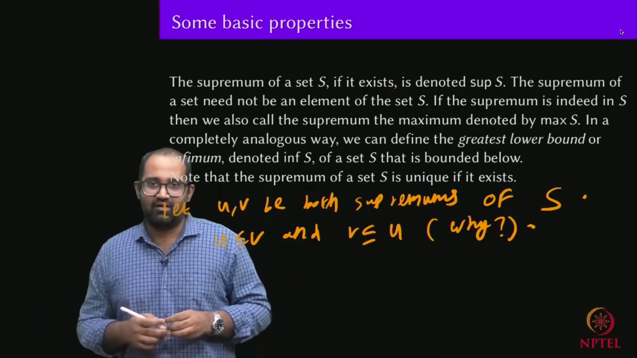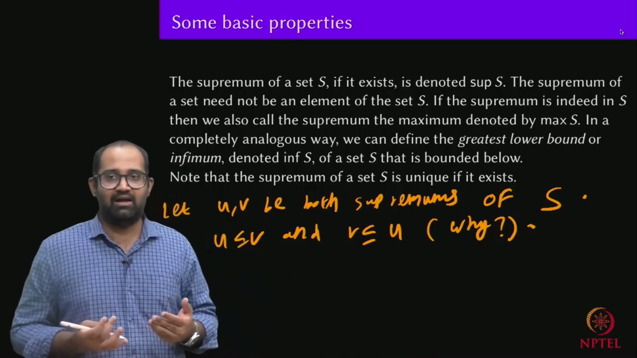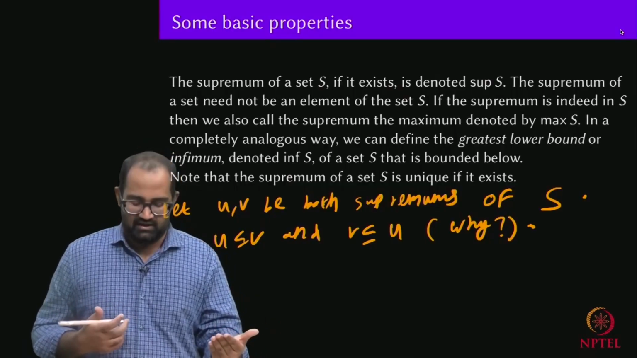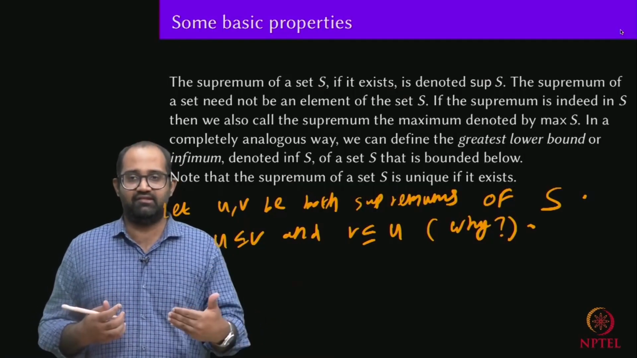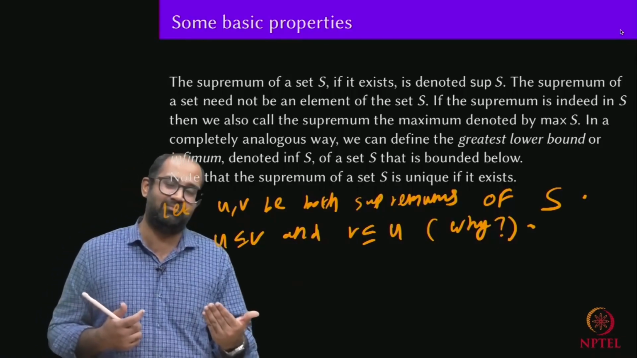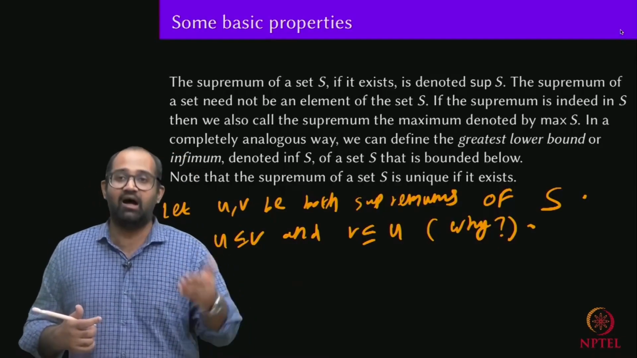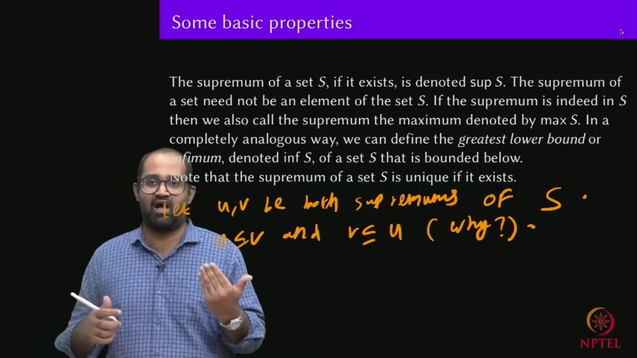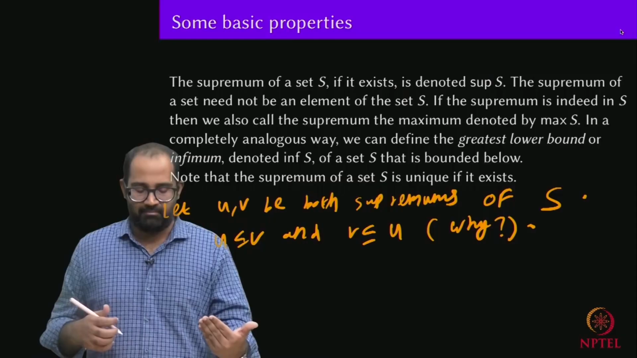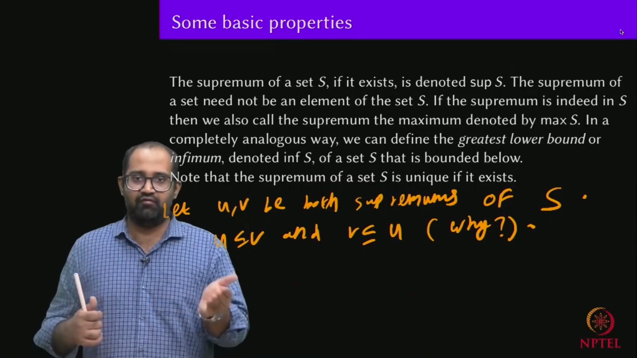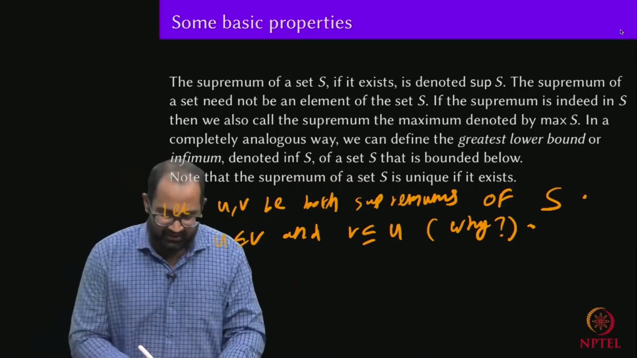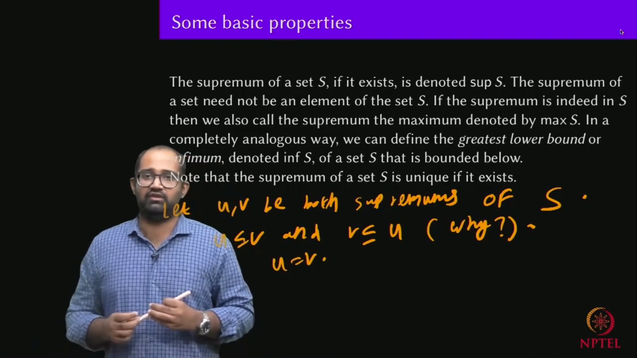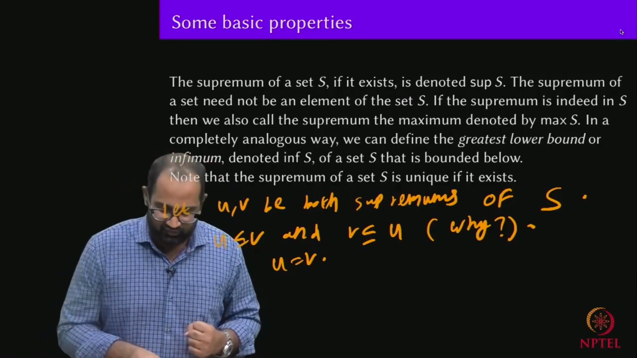It's because since v is an upper bound and u is supposed to be the least upper bound, u has to be less than or equal to v. And similarly, since v is a least upper bound, this doesn't even make grammatical sense, but I have to say it for the sake of argument, if v is a least upper bound, then u is an upper bound, therefore v must be less than or equal to u. So the net upshot is u is equal to v. Okay. So this shows that the supremum, if it exists, is unique.